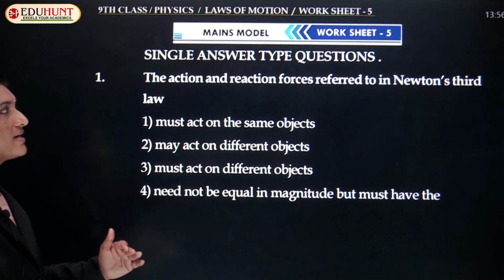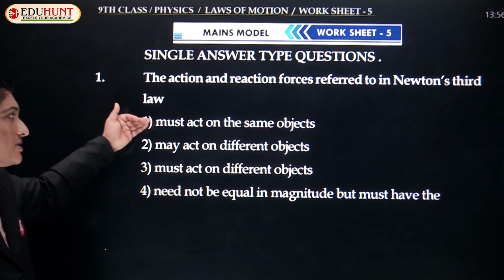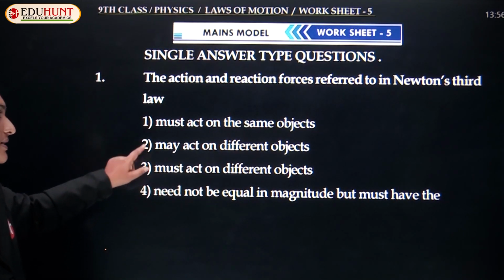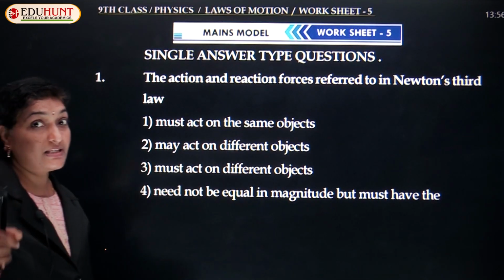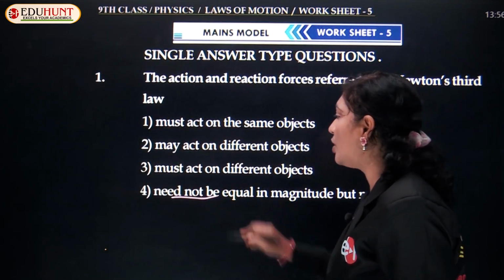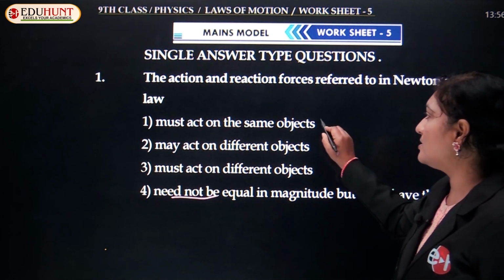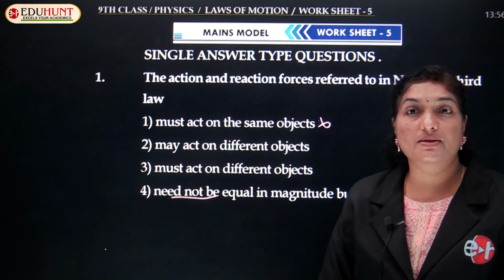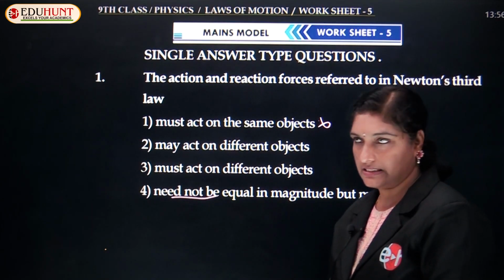The action and reaction force referred to in Newton's third law: must act on the same bodies, may act on different bodies, or must act on different objects. They must be equal in magnitude but opposite in direction. Here they said that they need not be equal in magnitude, so this is a wrong statement. Must act on same objects is also a wrong option because they must act on two different objects.